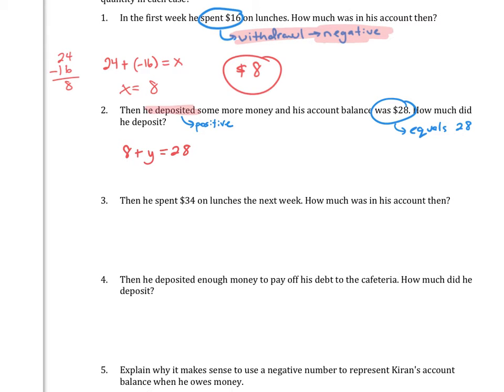So there's a couple of ways you can go about solving this. If you want to practice one-step equations, to solve this, we would subtract 8 from both sides. And we see that y equals 20. You can also just reason it out. What plus 8 will give you 28? Well, we know that's going to be $20. So he deposited $20 in his account. All right, so now he has $28 in his account. So let's keep going from there.